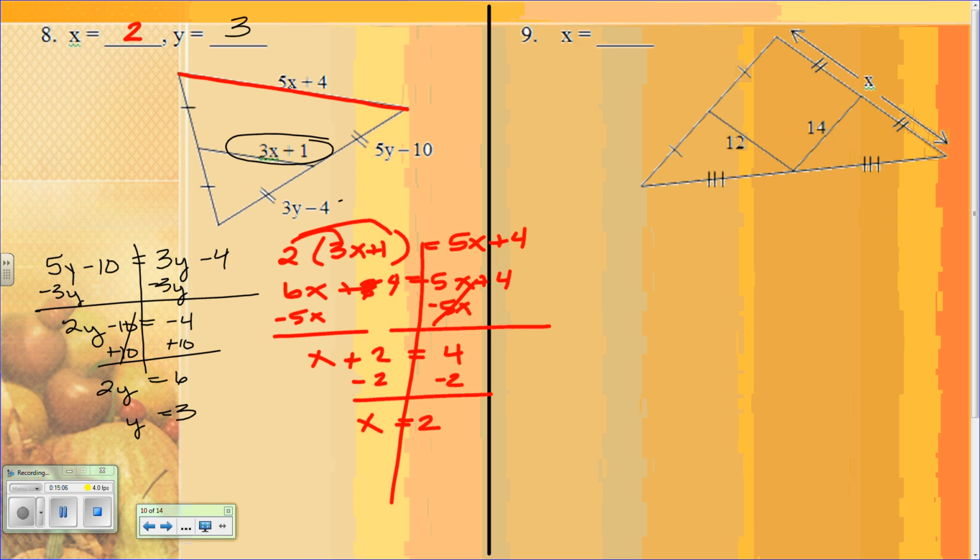So 5 times 2 is 10. 10 plus 4 is 14. 3 times 2 is 6. 6 plus 1 is 7. 7 is half of 14.